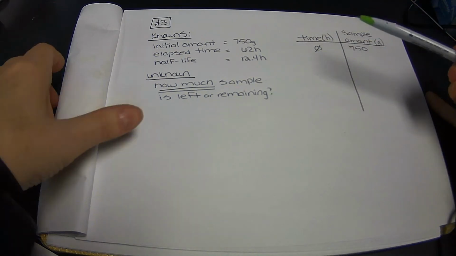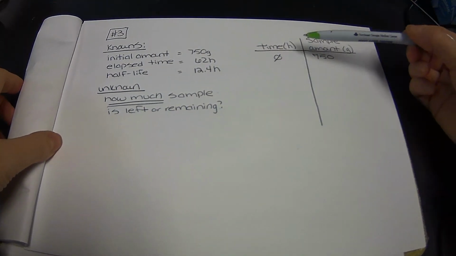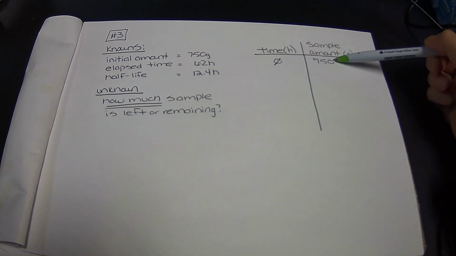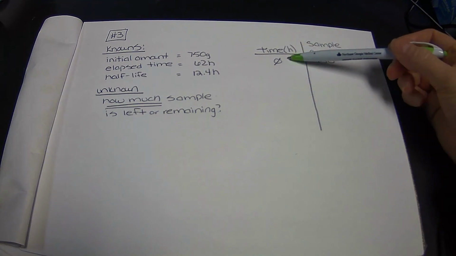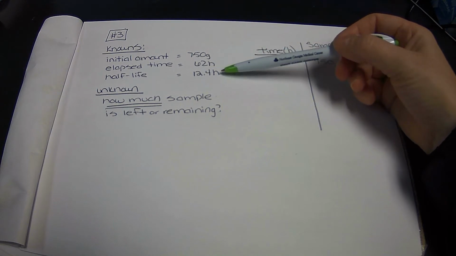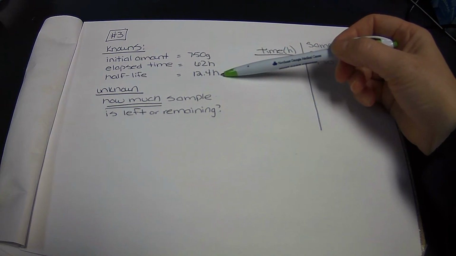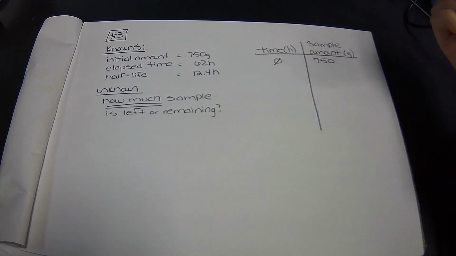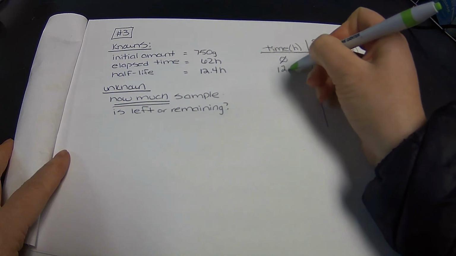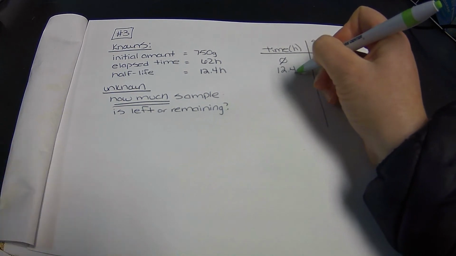So if we make a t-chart, we have to remember that when we have 0 time that has gone by, we have 750 grams. So what we're going to do is count the time until we reach 62, and we're going to do that by adding increments of 12.4, because that's how much a half-life is. So we'll start with, after the first half-life, you'll have 12.4 hours having gone by.